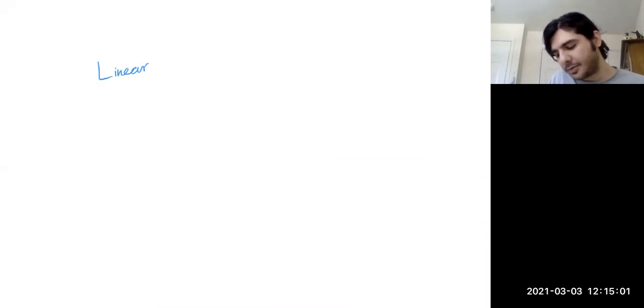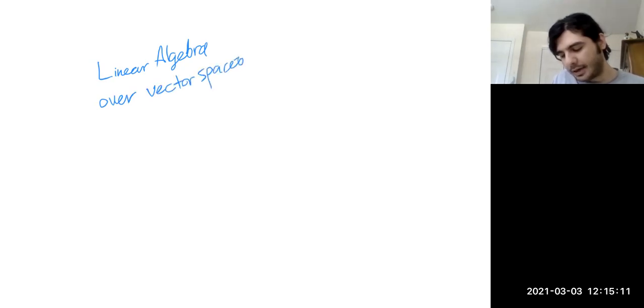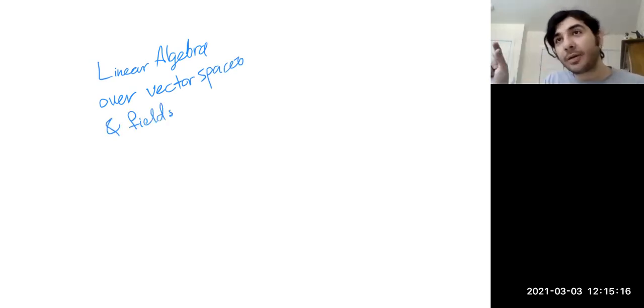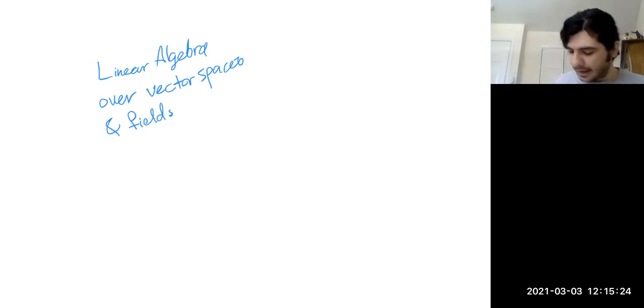So in this course, we do algebra. We do linear algebra, but we do linear algebra over vector spaces and fields. One could do linear algebra over rings and modules, and that's possible, and that would be another theory anyway.